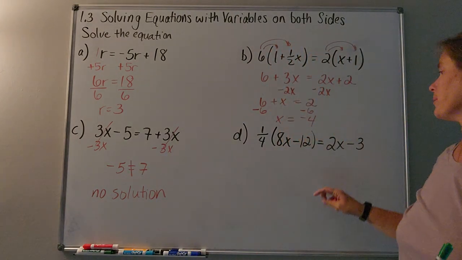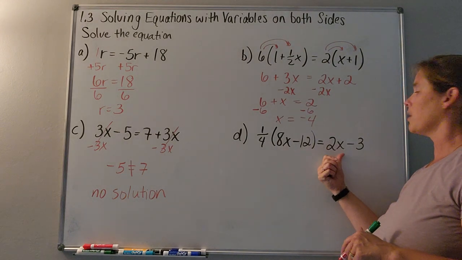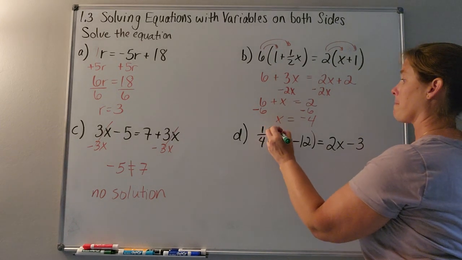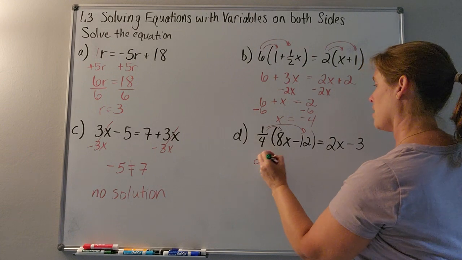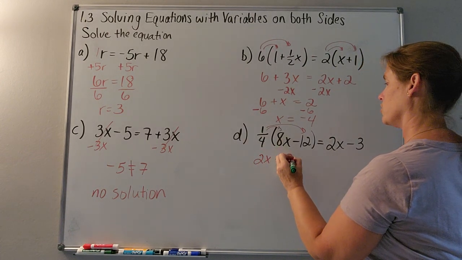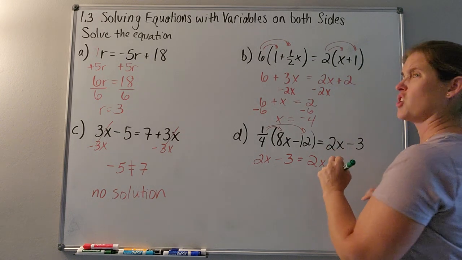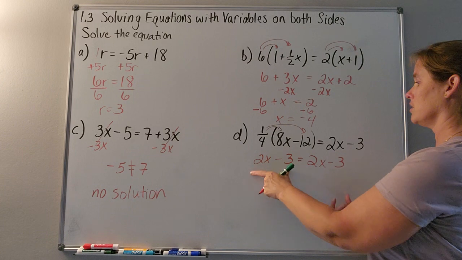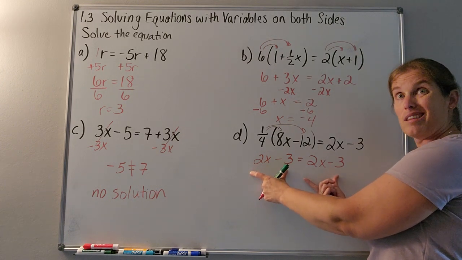All right, let's look over here. 1/4 times the quantity 8x minus 12 equals 2x minus 3. All right, well, we better distribute. 1/4 times 8, that's 2x. 1/4 times 12 is 3, so 2x minus 3 equals 2x minus 3. Deja vu? Oh, see what I meant when I said you're going to have two terms, or two expressions that are the same on either side of the equal sign? What do you think's going to happen?